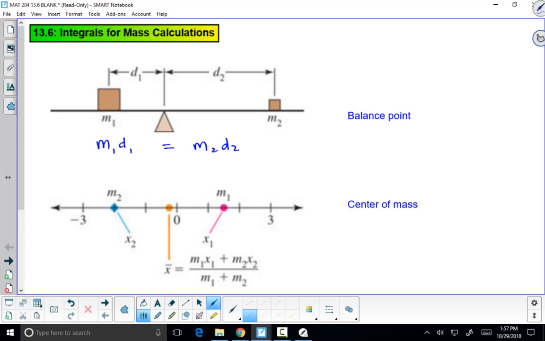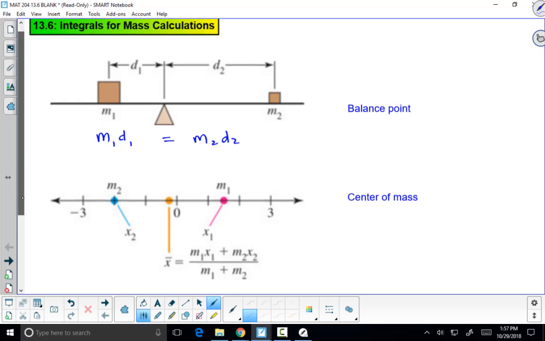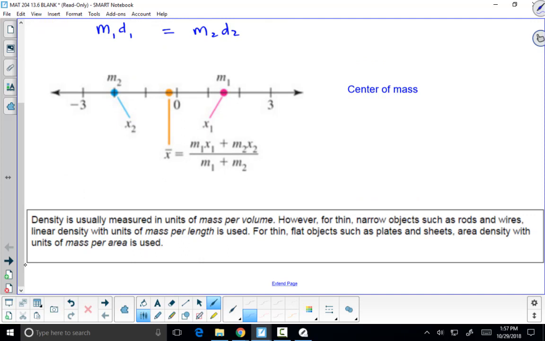For these problems, are we just going to assume that whatever the weights are balancing on are massless? We'll keep it simple. We're going to keep it very simple. This is not physics.